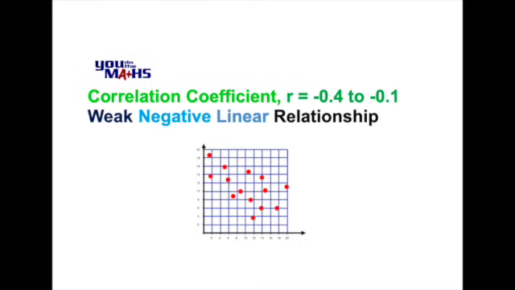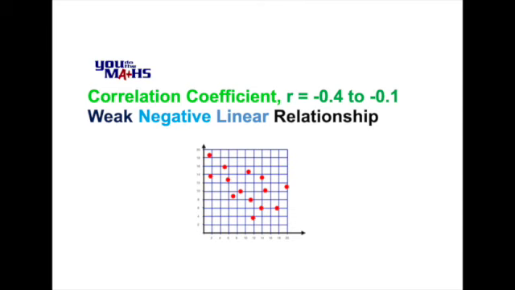Now we're dealing with negative correlation coefficients. It's the same situation as in the positive direction, but now we have a line sloping in the negative direction. And we can see a set of points here that are dispersed about a line, but one that's moving in a negative direction or has a negative gradient. And that would be values between -0.4 to -0.1.